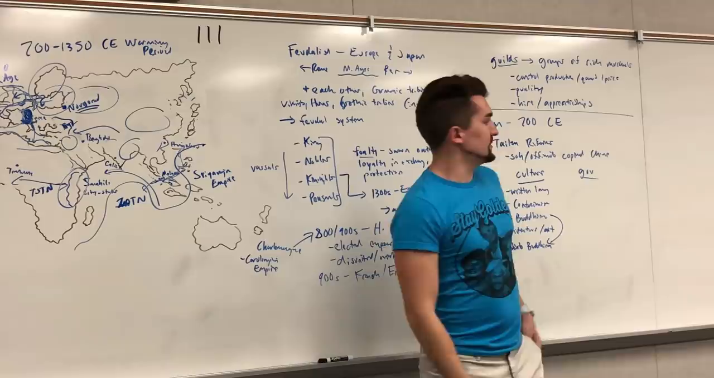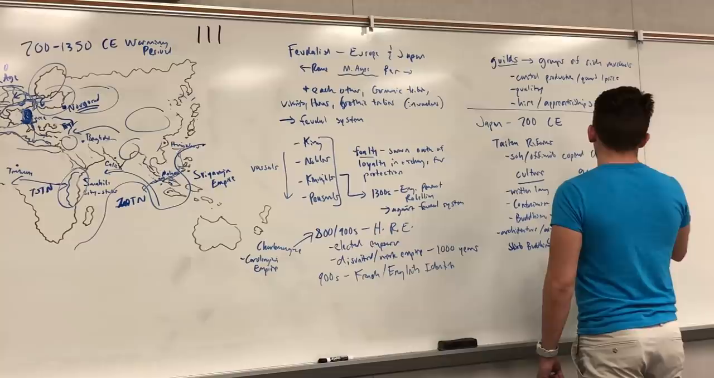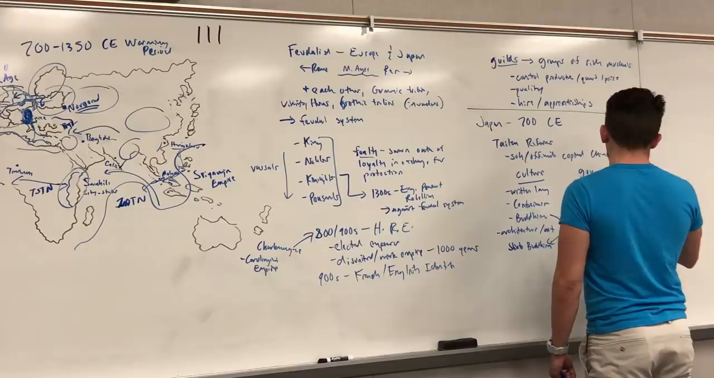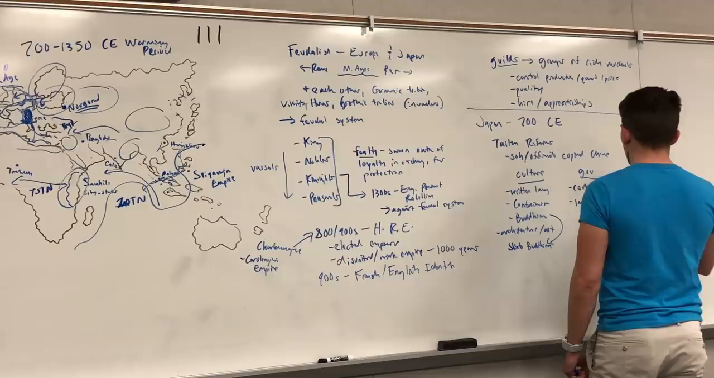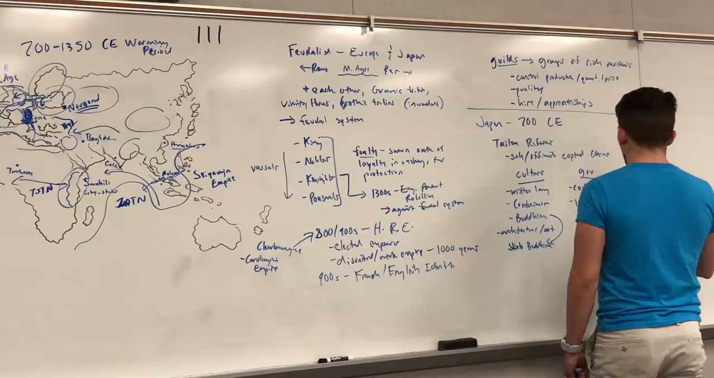So do you think their attempts to form a central government or their attempts to form an imperial city in Kyoto are going to stick and work? No. What's it going to break down into? The feudal system, right. So this fails because they have no history of this whatsoever and is reduced to the feudal system.